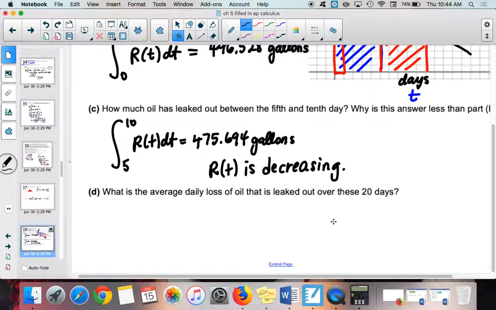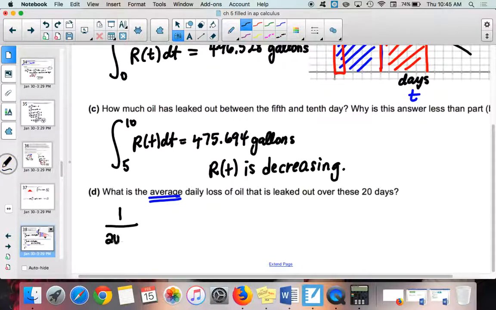So what is the average daily loss of oil that has leaked out over the first 20 days? Okay, underline this word average. Calculus keywords, we see average. And it's talking about the average daily loss of oil. Daily loss means things like gallons per day, right? We're trying to find the average value for our R of t. So this means average value of R of t.